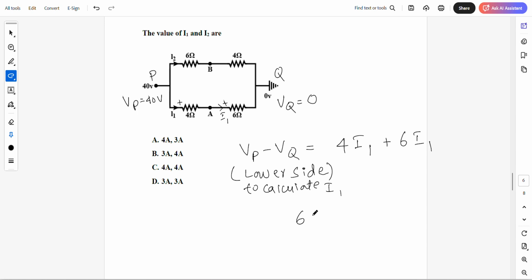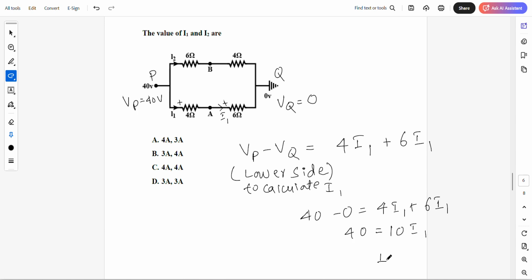Vp is 40, they have given, that I am writing. Vp is 40 minus Vq, which is 0, that is equal to 4 I1 plus 6 I1. Right? 40 minus 0 is 40, that is equal to 10 I1.